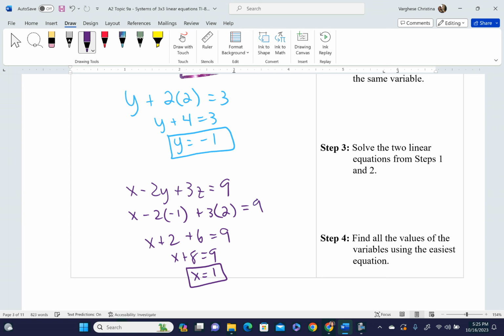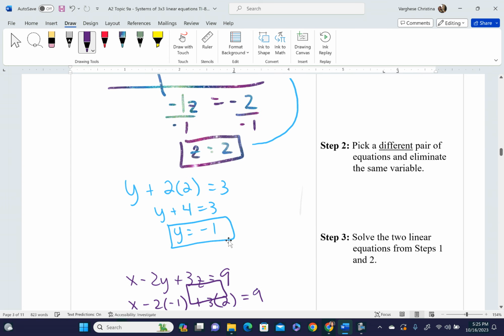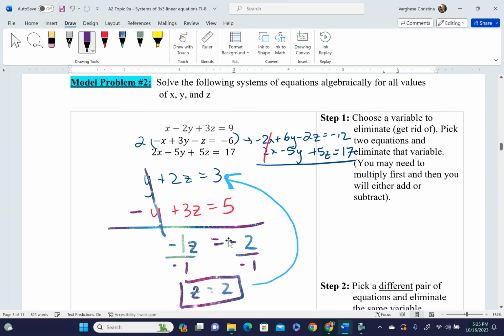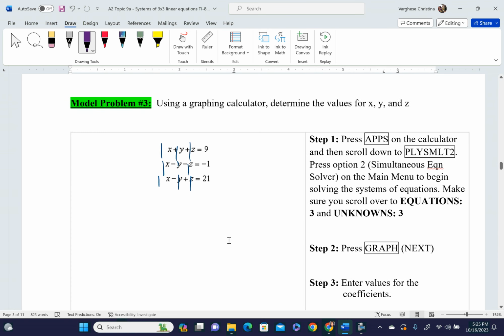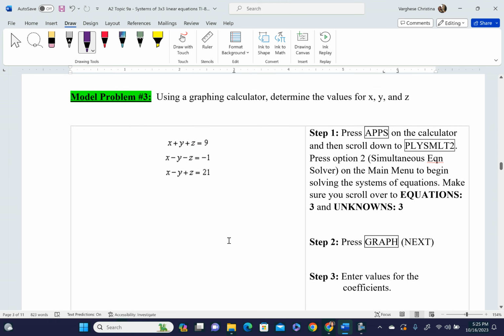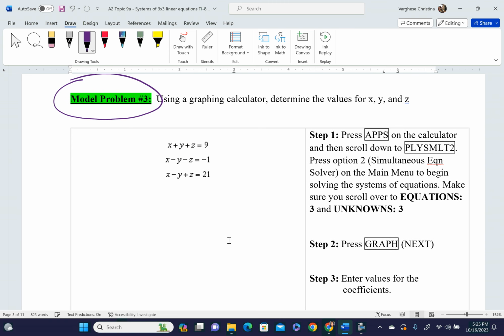Okay, and then you could plug it back into a third equation, which we didn't use, so we used the first one. Plug it into the second or third one to make sure that it works. All right, this one, again, model problem number 3 is straight calculator. Follow the steps that are here, step 1, 2, 3, and you will be able to, we would have done this in class. Okay, all right, that's it.